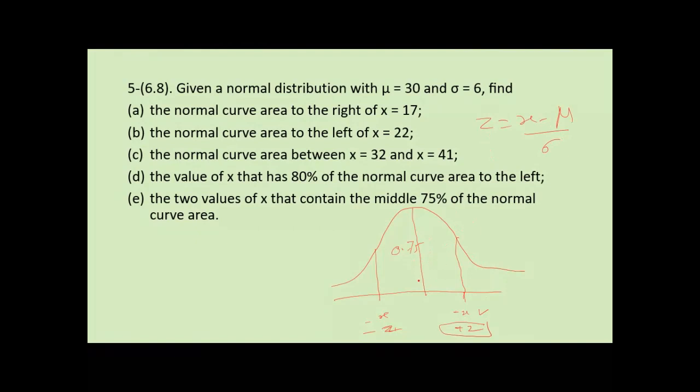So how to identify the area? This 75%, so 25% will be on the sides together. Divide 25 by 2. 25% means 0.25, divided by 2, you get 0.125. So here it is 0.1250 area. Here 0.1250 area. So add these two, you will get the area below this z value. So you can find the z value which gives the area 0.1250 plus 0.75, which is 0.8750.